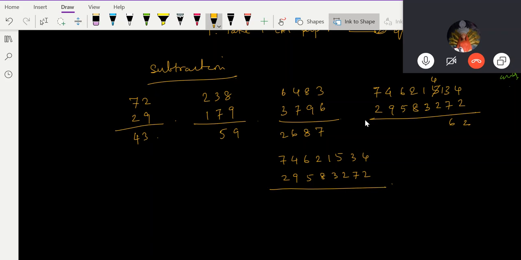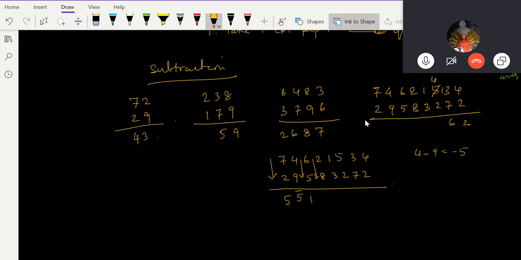Now, when you're dealing with big numbers, the easiest way of doing it is just subtract each number column wise. So 7 minus 2 is 5, right? 4 minus 9 is what? Minus 5. So in place of minus 5, I'll write a 5 bar. Okay. 6 minus 5 is 1.